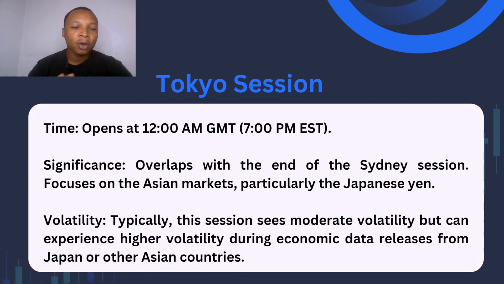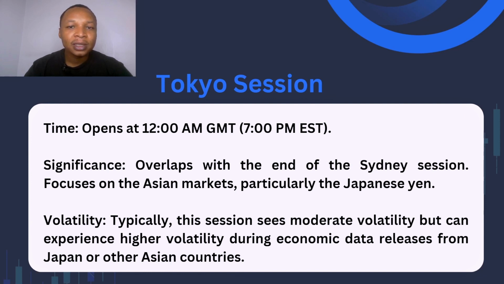The focus of the Asian market is particularly the Japanese yen, which is one of the strongest currencies in the Asian region. So the major currency where you see major activity in the market during this session is the Japanese yen. Typically volatility in this session is quite high for the Japanese related currency or any Asian related currencies, and this session sees moderate volatility but can experience high volatility during economic data releases from Japan and other Asian countries. Later in this series, I'm also going to tell you about data releases.